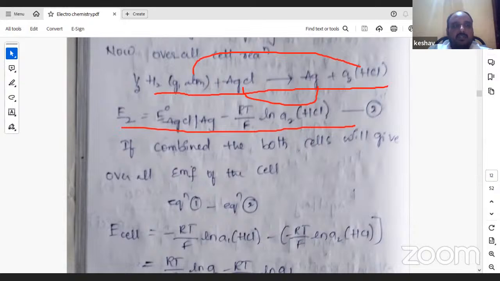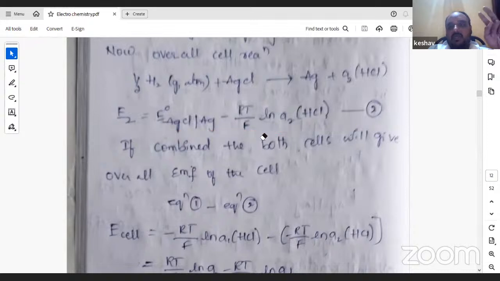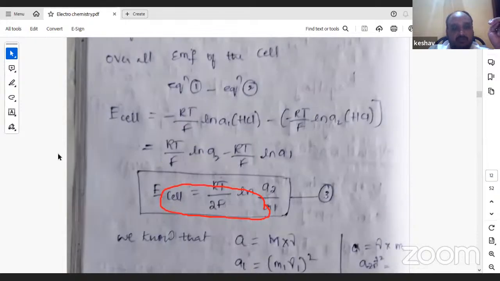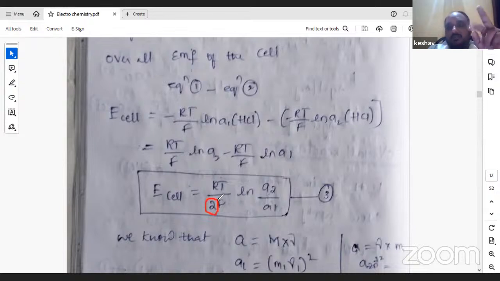These two have activity A1 and activity A2, and both have the same reduction potentials. We know that the overall cell EMF is obtained by subtracting the reduction potentials. Therefore, equation 1 minus equation 2. We get this equation: E cell is equal to RT by 2F. The 2 is the number of electrons. For one activity, one electron will be there, and for the other, A1 and A2, different activities, will be there.